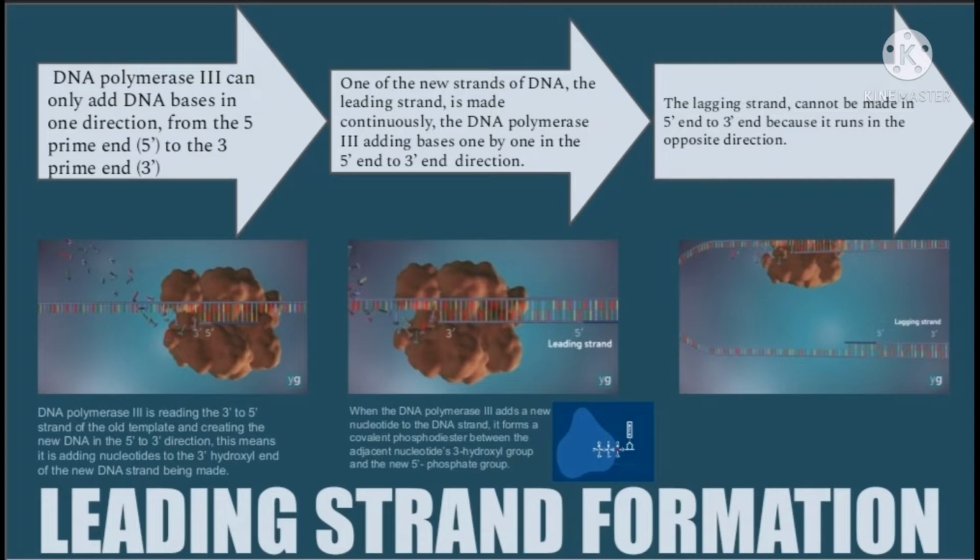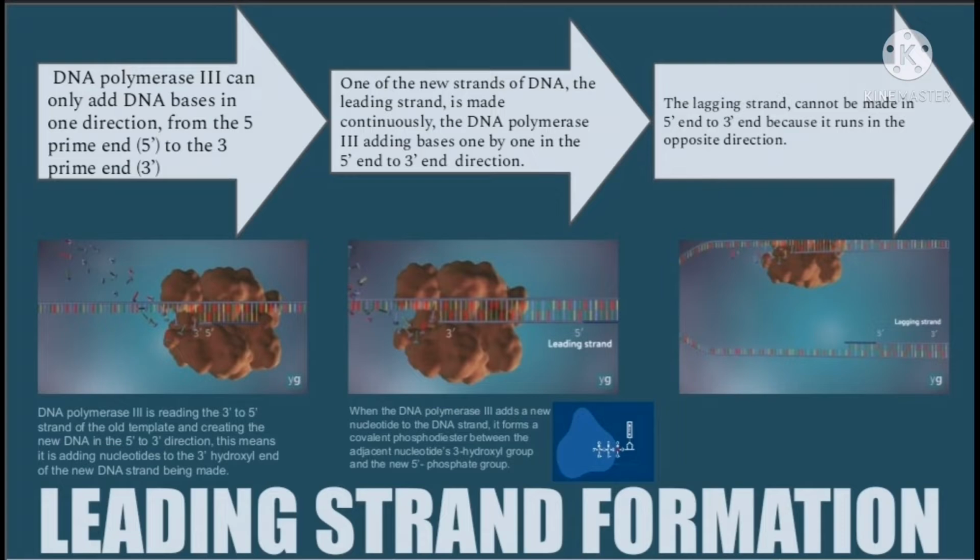So what does it mean? The DNA is always synthesized in the 5' to 3' direction, meaning that nucleotides are added only to the 3' end of the growing strand. The 5-phosphate group of the new nucleotide binds to the 3-OH group of the last nucleotide of the growing strand. One new strand of DNA, the leading strand, is made continuously, with DNA polymerase III adding bases one by one in the 5' to 3' direction.